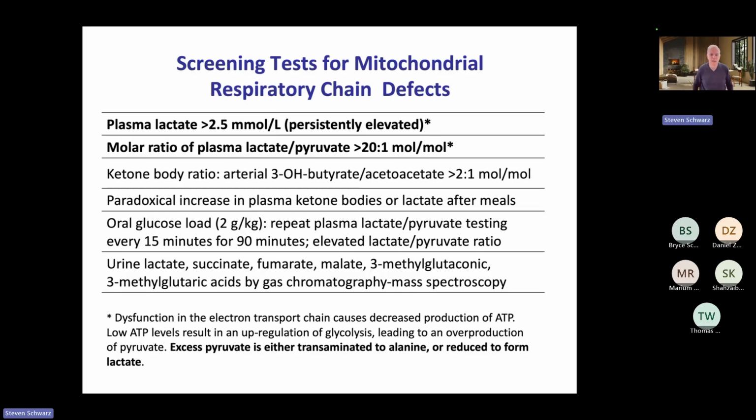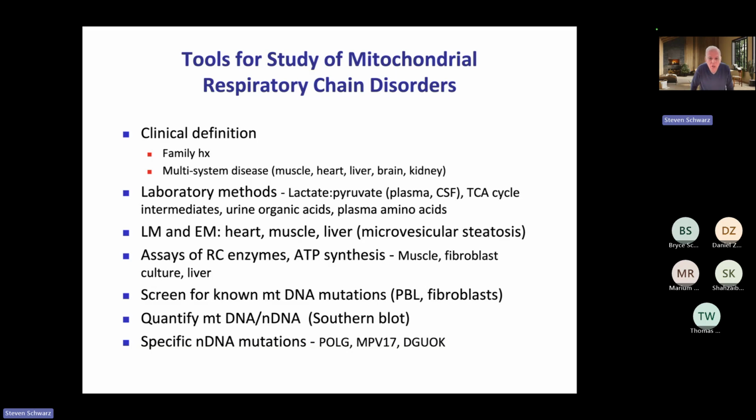So again, this is just a review. These are the tools for the study of these disorders. You're unlikely to come into contact with any of them. If you do, the POLG would be the most common. Again, you can do screening for mitochondrial as well as nuclear DNA mutations, which can be used, in the case of nuclear DNA mutations, to identify specific variants of these mitochondrial depletion syndromes.